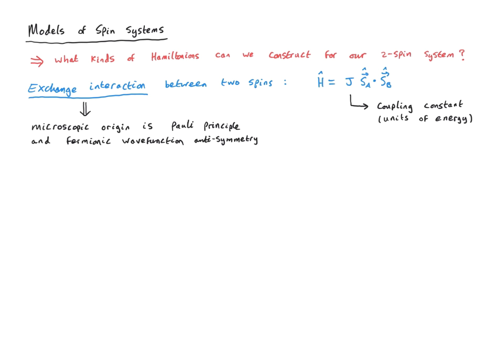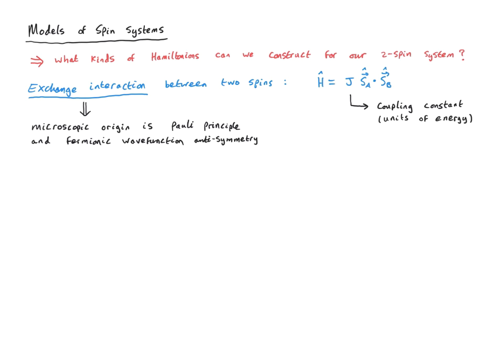The microscopic origin of the exchange interaction is basically the Pauli principle and the fermionic wave function antisymmetry. It is called the exchange interaction because it's basically relating to the exchange statistics for fermions. The heuristic argument for the form of the exchange interaction that I've written here goes as follows. The total wave function of a system comprising 2 electrons must be antisymmetric with respect to exchange of those particles. However, the wave function involves a product of a spatial part and a spin part. Therefore, the spatial part must be symmetric if the spin part is antisymmetric, and the spatial part must be antisymmetric if the spin part is symmetric.